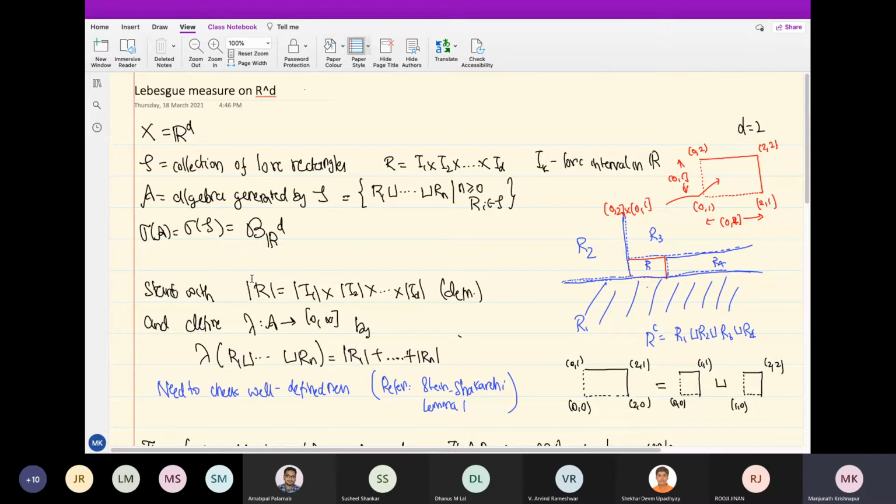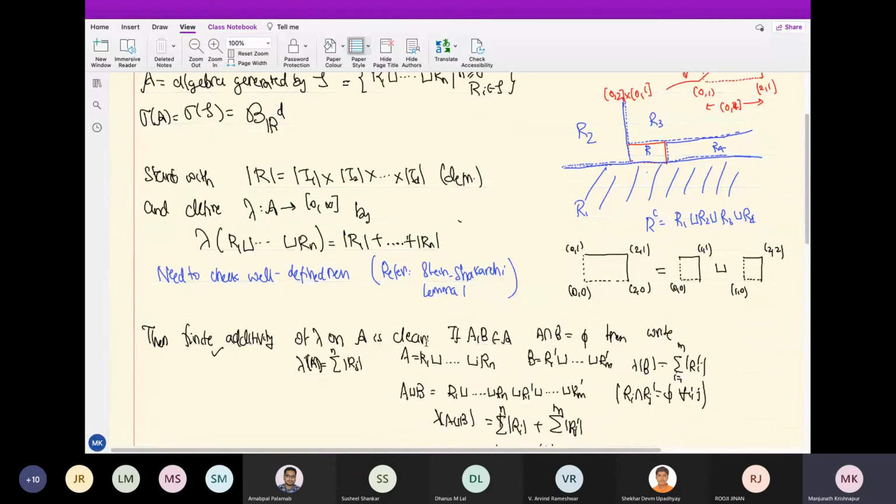Now, what do we do? We start with the lengths defined on rectangles in the obvious way, as the product of the lengths of the sides. That's how we define the length, area or volume of a rectangle. And on the algebra, every element is a finite union of pairwise disjoint rectangles. So I have to define its volume to be the sum of the volumes of the component rectangles.